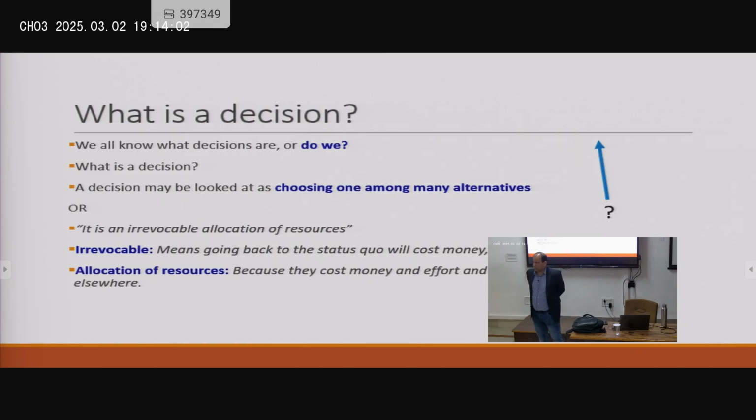And it's an allocation of resources because those could have been used somewhere else. Okay? If I didn't spend time buying a ticket, I would have spent that time elsewhere. Even if I get a full refund on a ticket, I still wasted time, right? So it's an irrevocable allocation of resources.